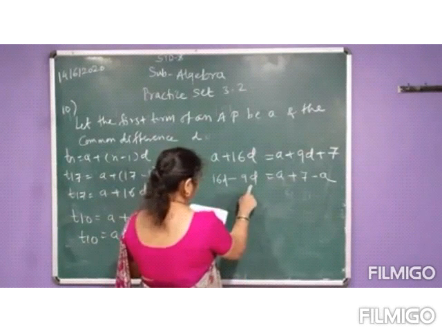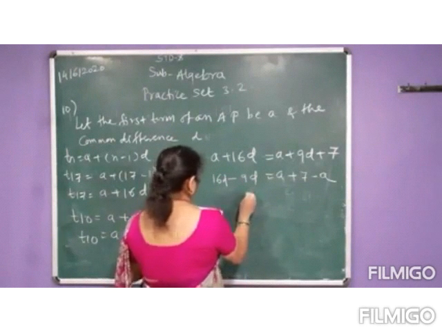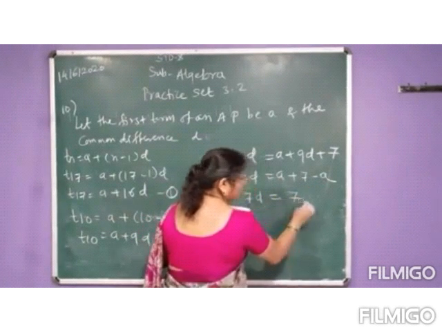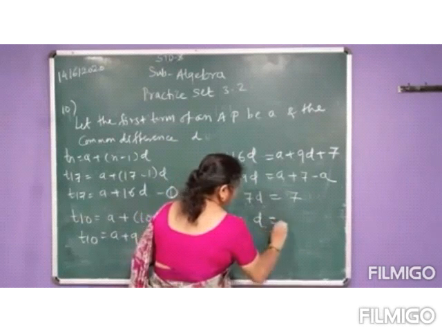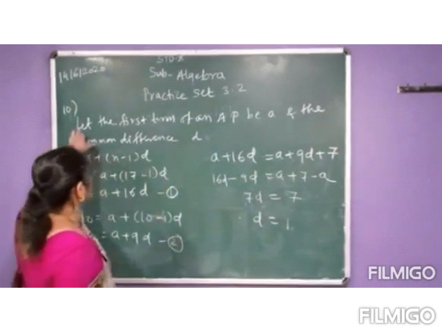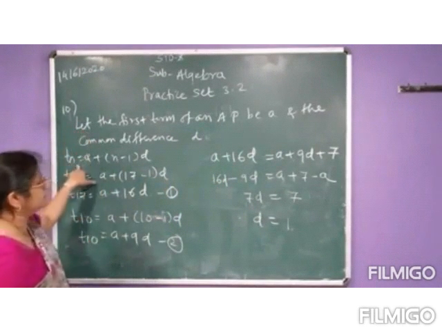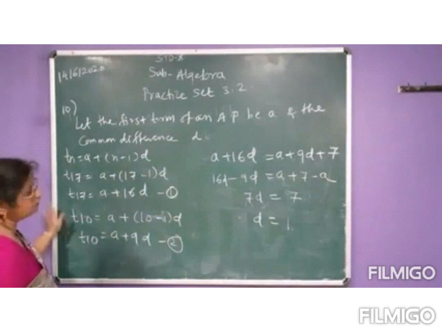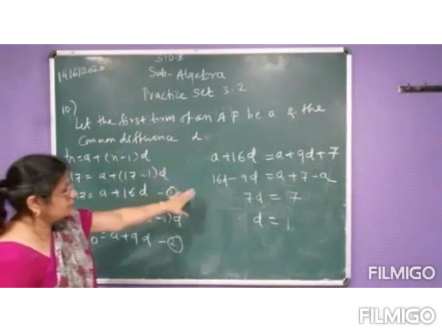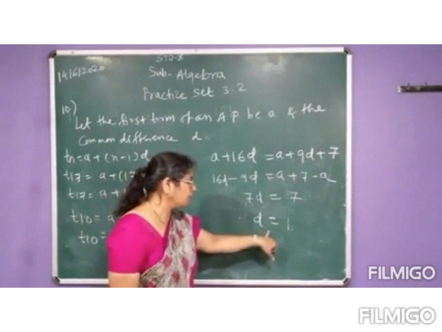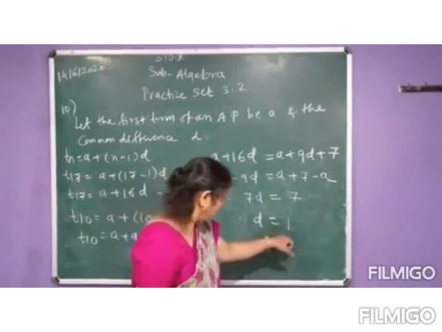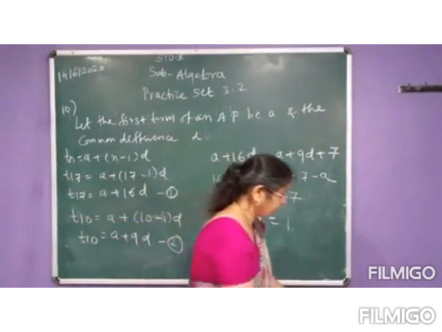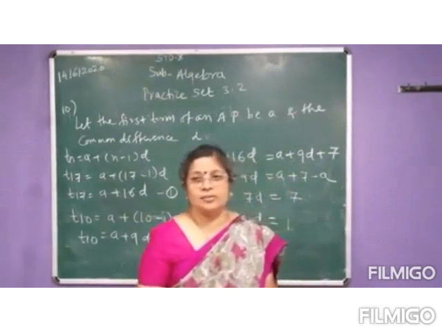16D minus 9D is what? 7D. Now A also will get cancelled. Here it is 7. Therefore D is equal to 1. So from this also you can find out that only T17 and the condition, and T10 is given, and from the condition you are able to find out the common difference D is equal to 1. So this ends our practice set 3.2.